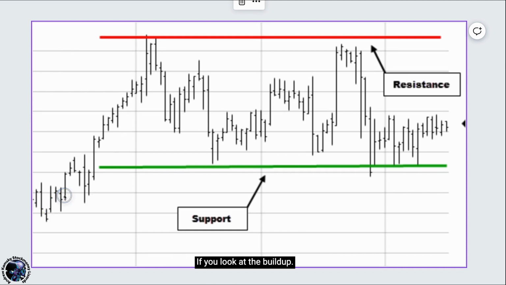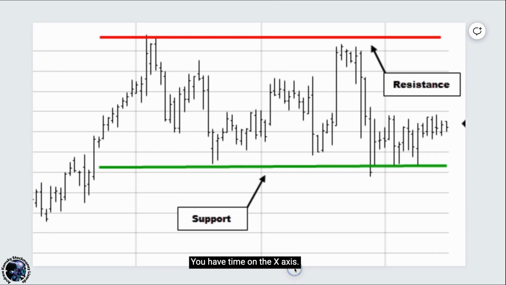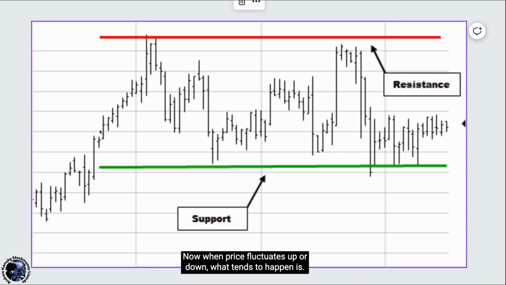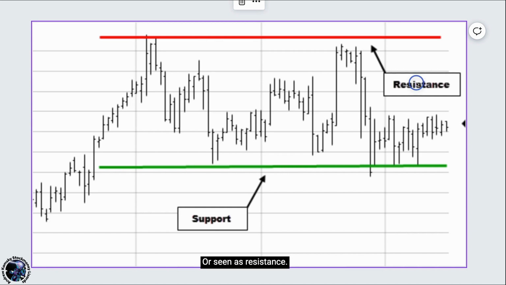If you look at the build up, it's not shown here, but you have price on the y-axis, you have time on the x-axis. So as time is moving forward, price is fluctuating up or down. Now when price fluctuates up or down, what tends to happen is you identify points of reference, and those points of reference can be analyzed and seen as support or seen as resistance.